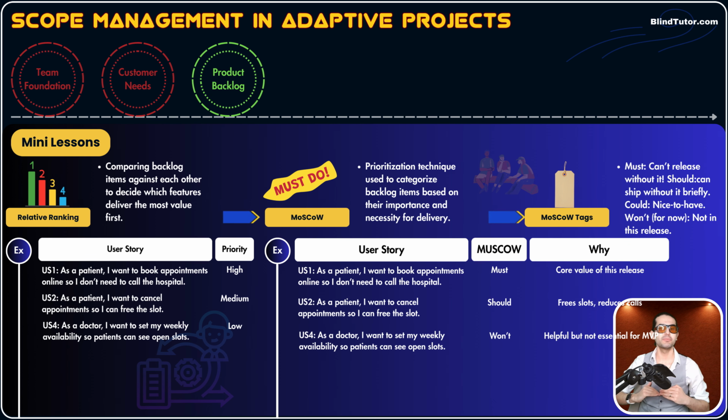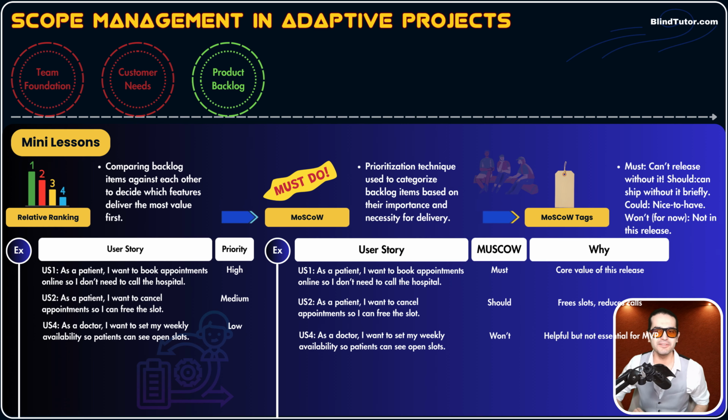And then user story number 2 is should. Very important, canceling an appointment important, but we still can release user story number 1 functionality in the first sprint, and then in the next sprint, we can work on user story number 2. It's a should. The level of importance and necessity is should, not must. It is still important, but less than user story number 1.